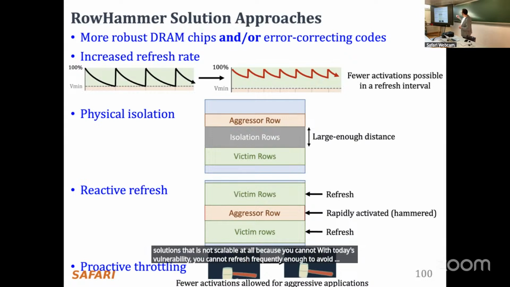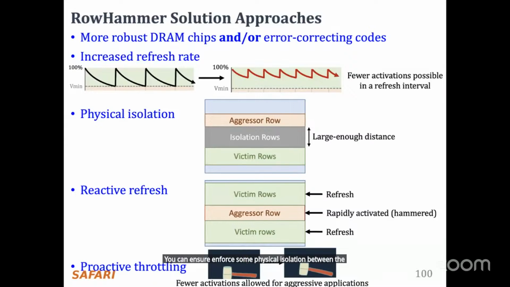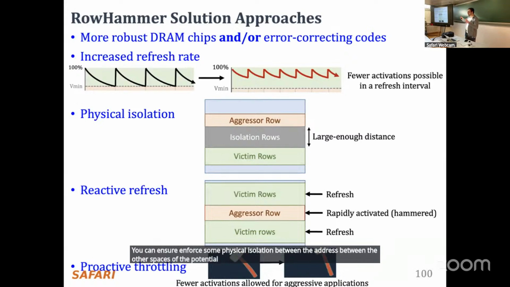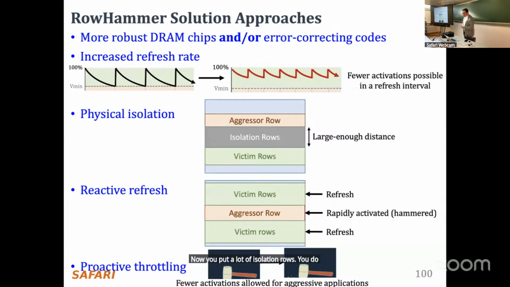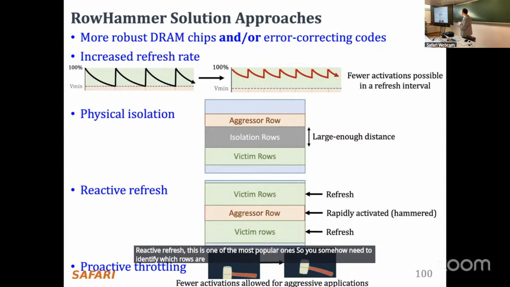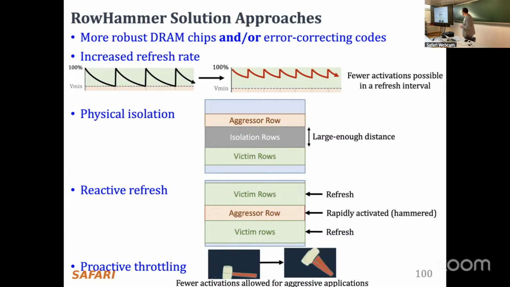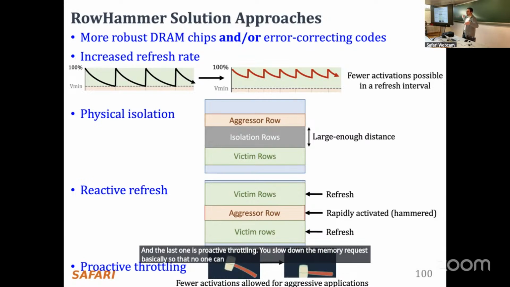You can enforce some physical isolation between the address spaces of the potential attacker and victim. But it doesn't actually work because it defeats the purpose of increasing your density. Now you put a lot of isolation rows, you do not have as much density. Reactive refresh, this is one of the most popular ones. So you somehow need to identify which rows are most rapidly activated, or hot rows, so that you can refresh the neighboring rows. And the last one is proactive throttling. You slow down the memory requests basically so that no one can hammer rows frequently enough to induce bit flips.